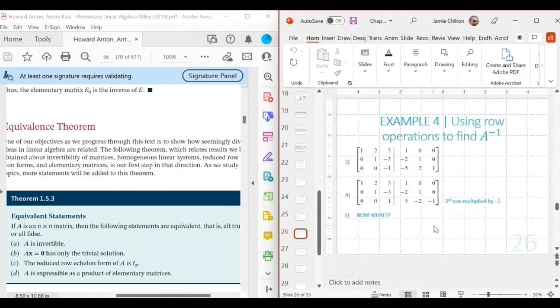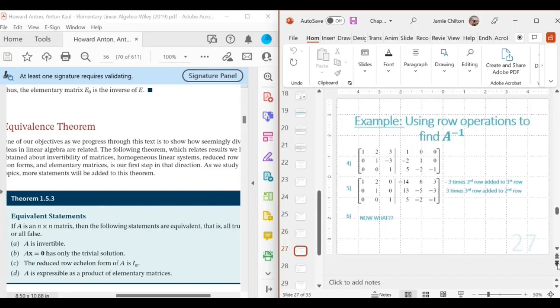Use row 3. Yeah, the -3 times row 2. So you're going to multiply plus row 2. Yeah, so 3 times the third row, add it to the second row. So here we go. Then you could do more than one step. You could also do -3 times the third row and add it to the first row. So if we did both of those, you should start to get something like this.